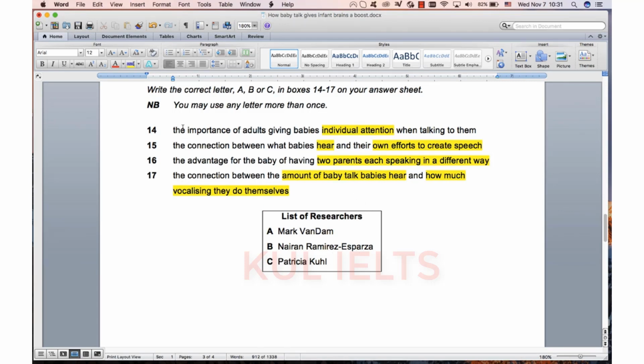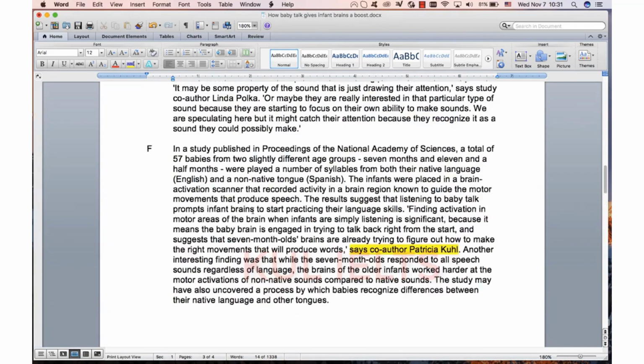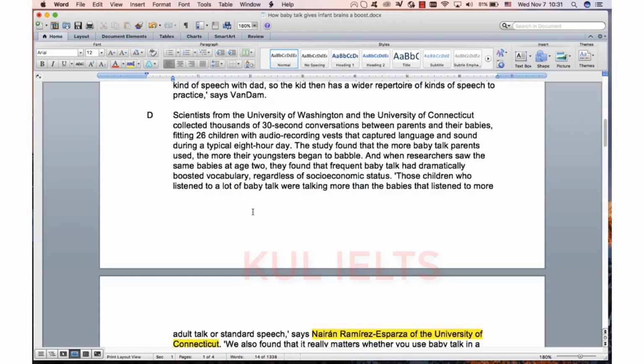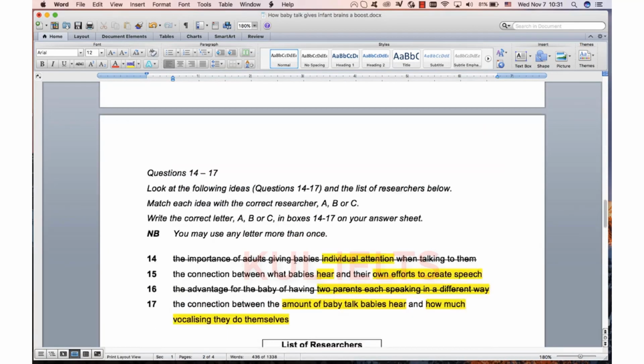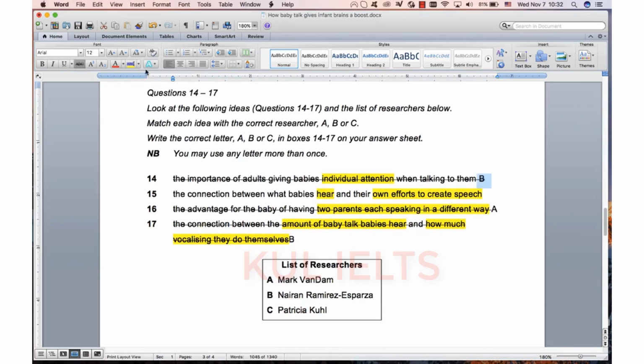We've done this one. That was B. And we've done this one. That was A. So can we find the amount that they talk? Yes, we saw it in the summary. The amount that they talk and how much vocalizing they do themselves. It was actually back here. Those children who listen to a lot were talking more than the babies who listen to more adult speech. So that was also B. So then that one must be C.